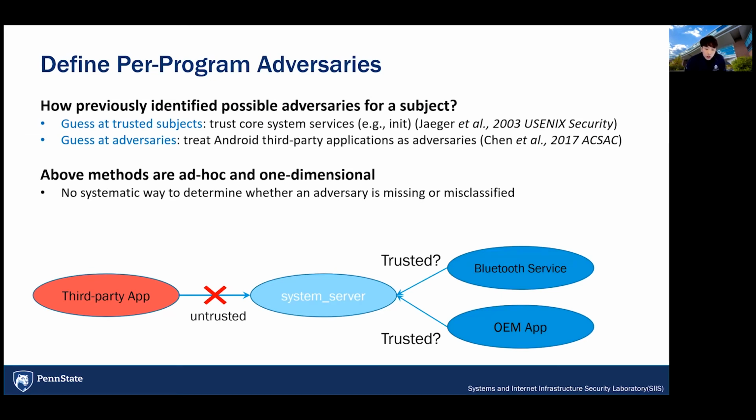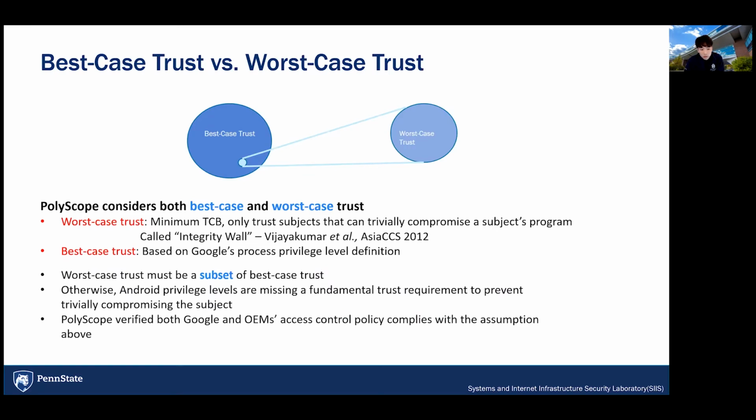So previously, researchers identified possible adversaries for a subject by either guessing at trusted subjects or guessing at adversaries, which are both very ad hoc and one-dimensional. So in this example, in terms of system server, it is obvious that a third-party application is untrusted, but should the Bluetooth service, which is a system service, be trusted, or should OEM apps be trusted in this case?